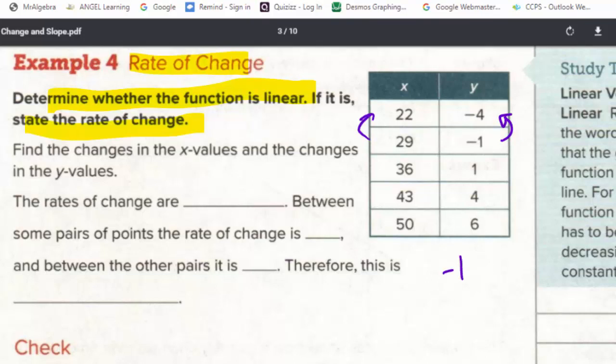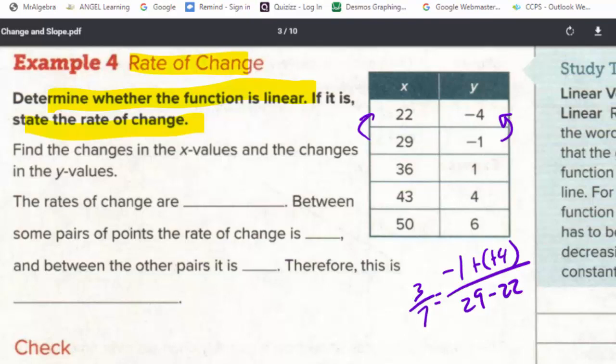So -1 minus -4 over 29 minus 22. Keep in mind again, minus negative is plus a positive, so the top number here ends up being a 3. And the bottom number, 29 minus 22, is 7. So it looks like it has a rate of change of 3/7. Let's just double check that.